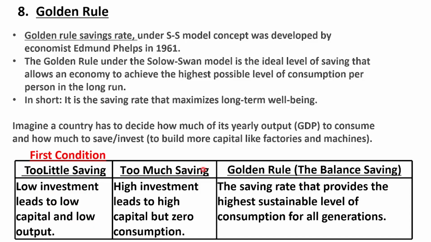Similarly, the second condition is too much saving. So when there is too much saving, what happens? There will be high investment. So the high investment leads to high capital but zero consumption at present. So the balance, or the golden rule, is the balanced saving, the saving rate that provides the highest sustainable level of consumption for all the generations.